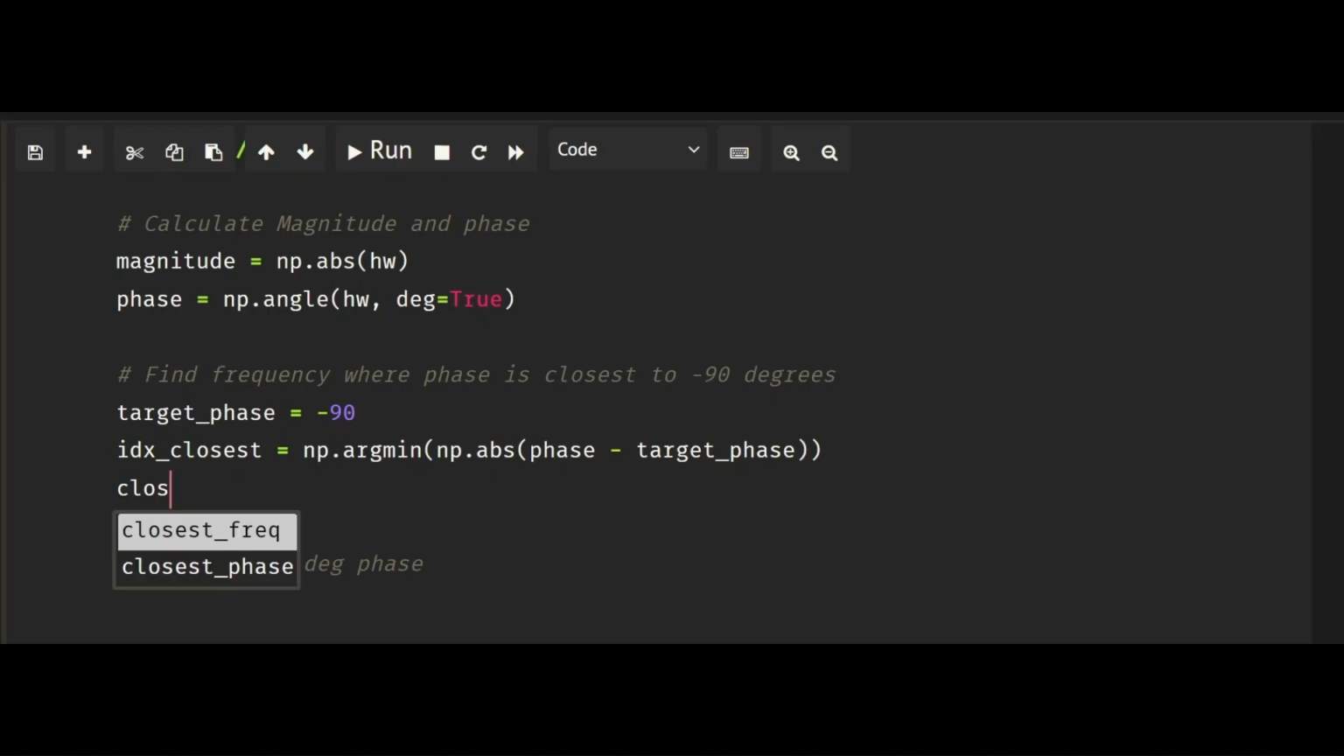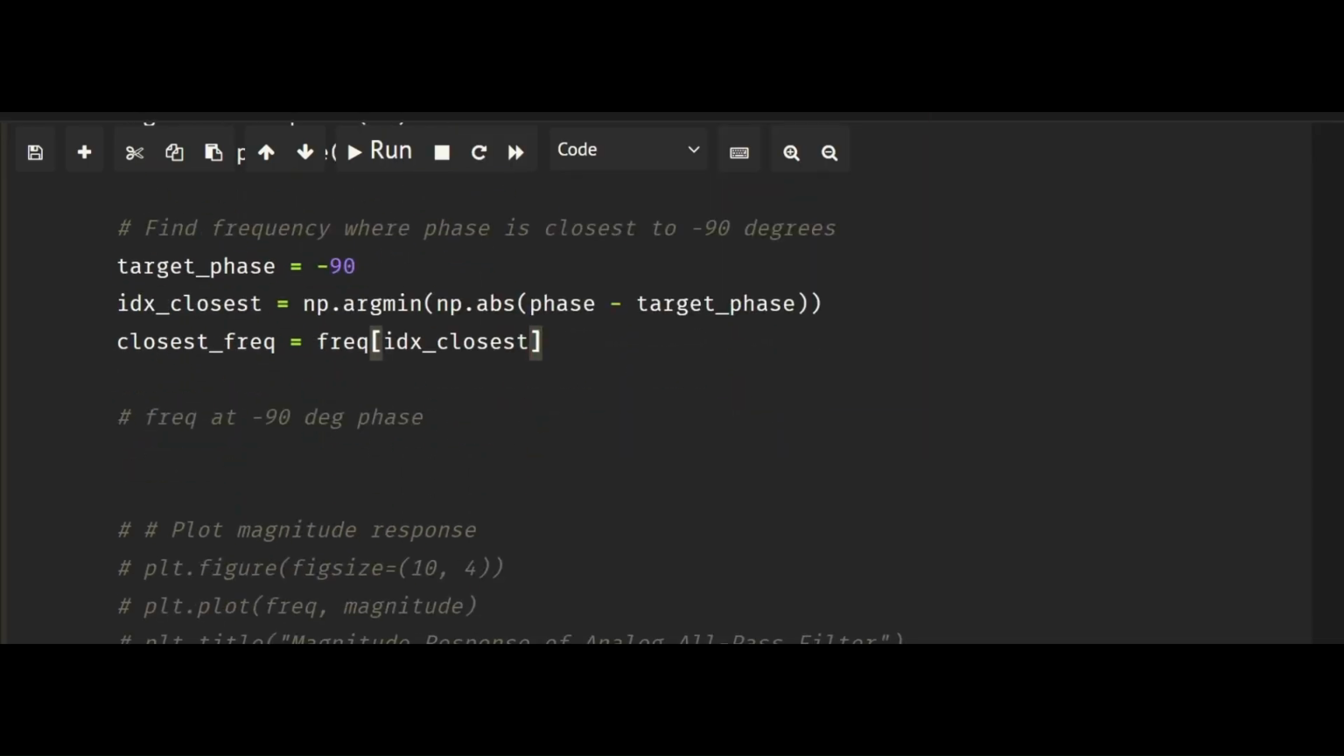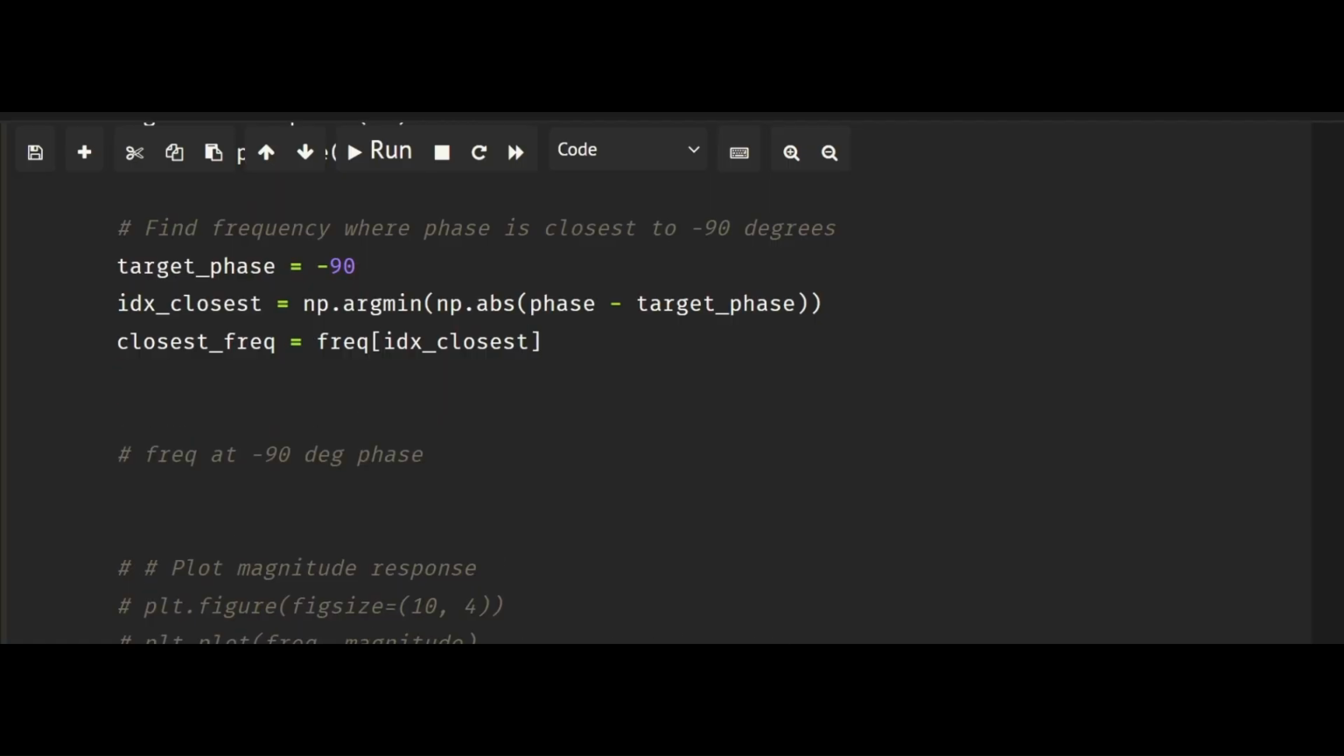So the closest frequency where this phase is becoming minus 90 degree is found by going through my complete frequency array and passing on this address or the index. So this should give me at what frequency my phase is turning to minus 90 degree. And let me just print it out then.